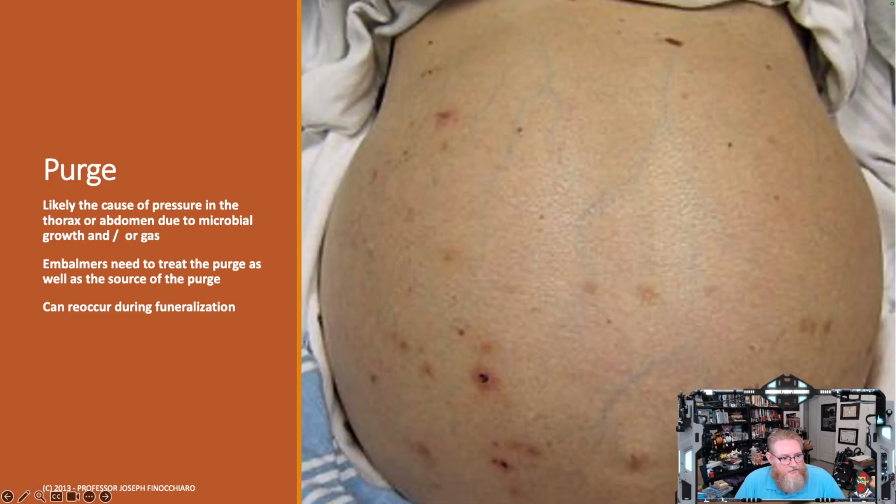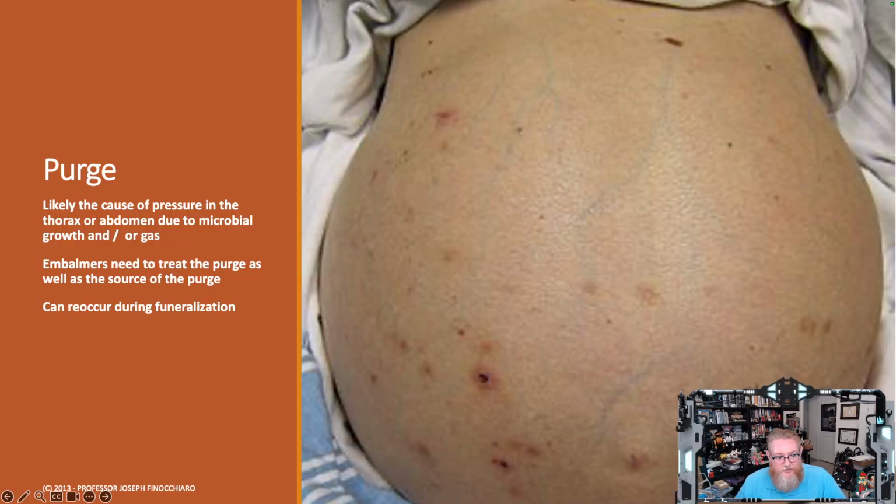Purge occurs as a result of pressure on the thorax or abdomen due to microbial growth and or gas. It can also happen as a result of fluid pushing down and forcing the contents out. Embalmers need to treat the purge as well as the source of the purge. So we have to clean up what is coming out, but we also have to try to figure out and stop what is causing the issue.